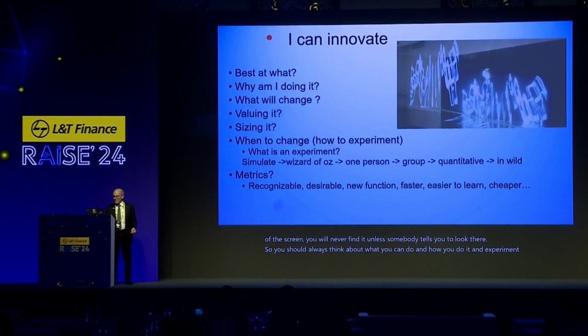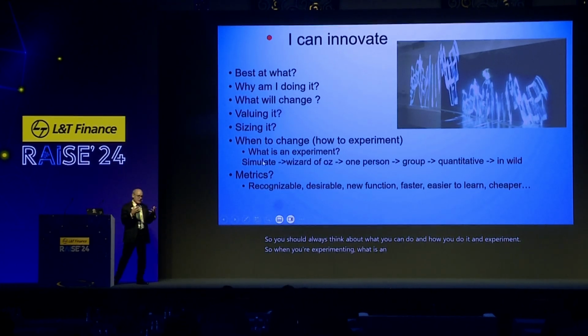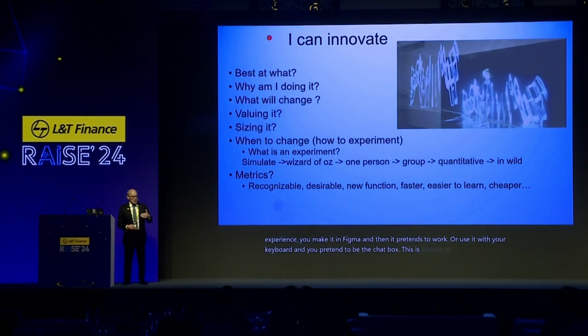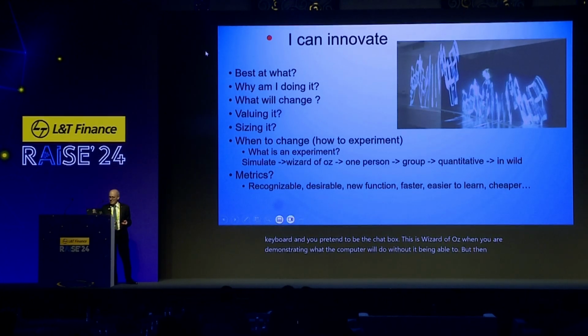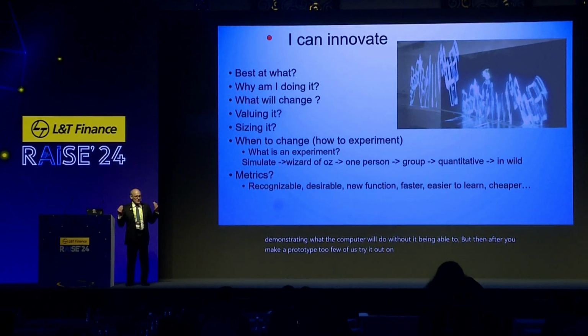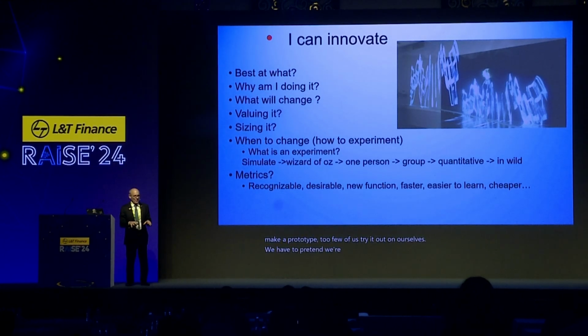So when you're experimenting, what is an experiment? Well, you can simulate it in your mind, but then you can try this Wizard of Oz thing, where even if you have to show somebody the user experience, you make it in Figma, and then it pretends to work. Or you sit with your keyboard and you pretend to be the chatbot. This is Wizard of Oz, when you're demonstrating what the computer will do without it being able to. But then after you make a prototype, too few of us try it out on ourselves first. We have to pretend we're naive when we're trying out our product, our user interface, whatever we're making.